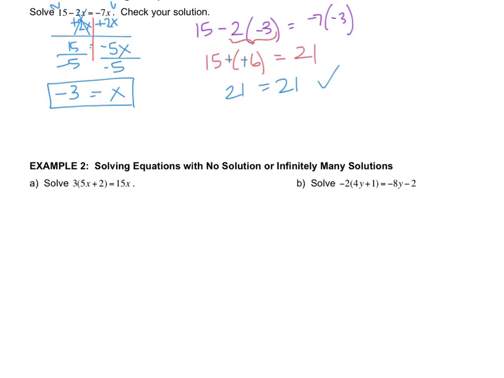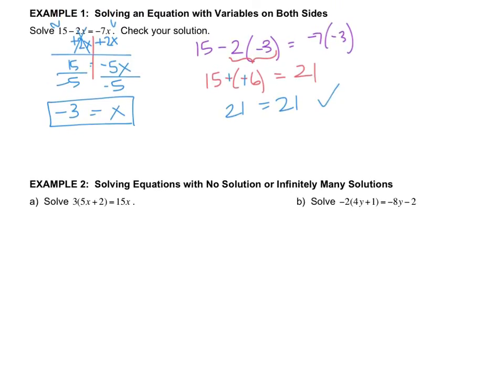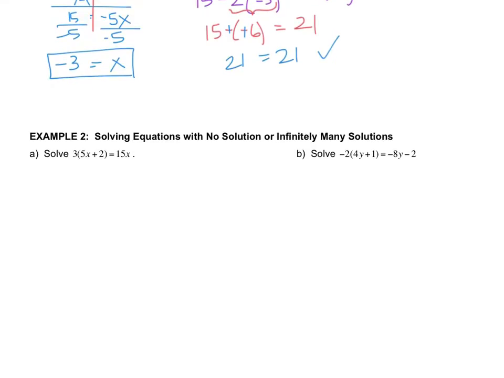Now, when you are moving things, it doesn't matter who's on the left and who's on the right in terms of whether you put numbers on the left or you put numbers on the right. Whichever one you choose to do, just label it and follow the steps. But before you do anything in letter A, we have to distribute. So I get 15x plus 6 equals 15x.